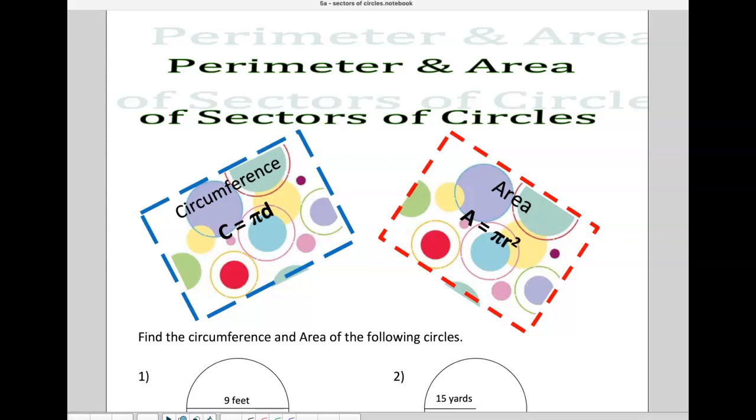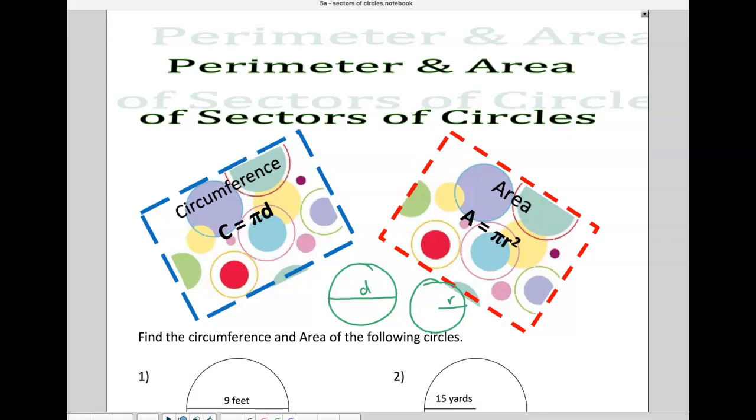Okay, we have already talked about how to find circumference and area, right? We know these formulas. Circumference: C equals pi times diameter. What's pi? 3.14. And area equals pi times radius squared. Remembering that on a circle, the diameter goes all the way across. The radius just goes halfway across.